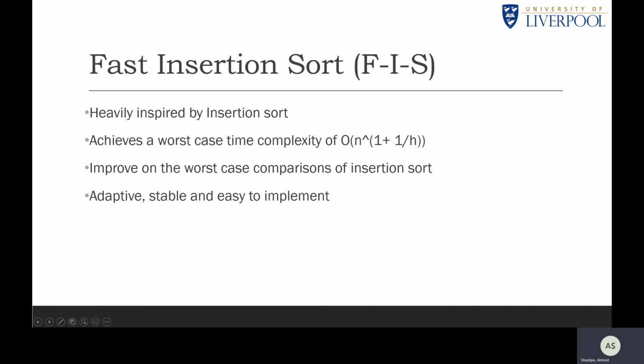In this slide, we itemize some properties of fast insertion sort, also known as FIS. So FIS was inspired by insertion sort, where each element of the family achieves a worst case time complexity in the order of n raised to the power of 1 plus 1 over h, where h is the degree of the array to be sorted. In the worst case, they perform O(n log n) comparisons as opposed to O(n squared) of insertion sort. And just like insertion sort, they are also adaptive, stable, and easy to implement.